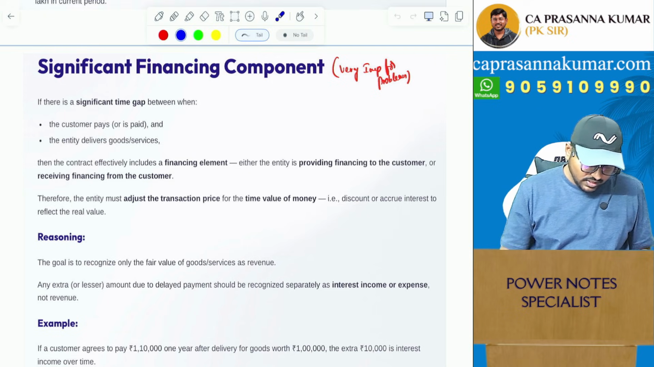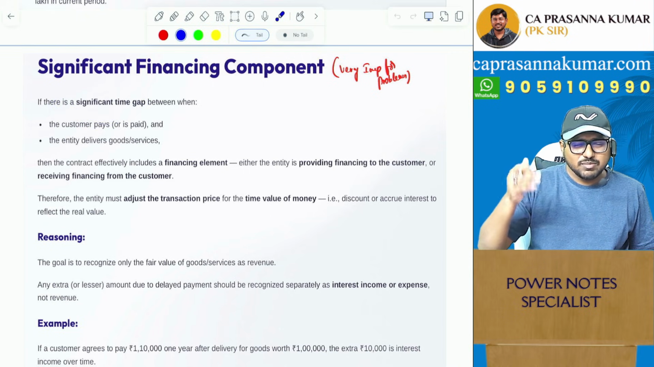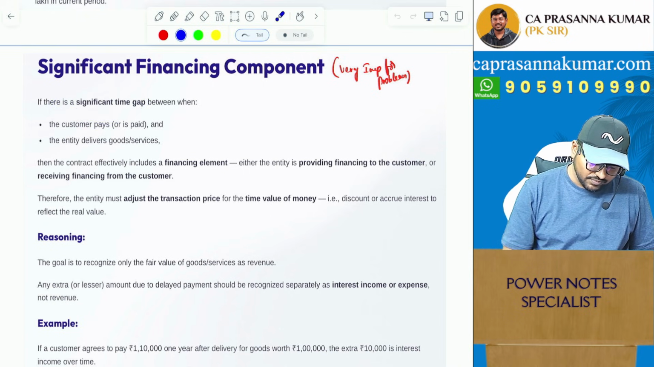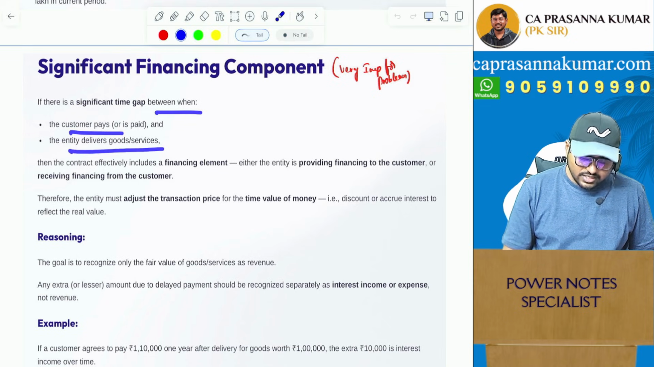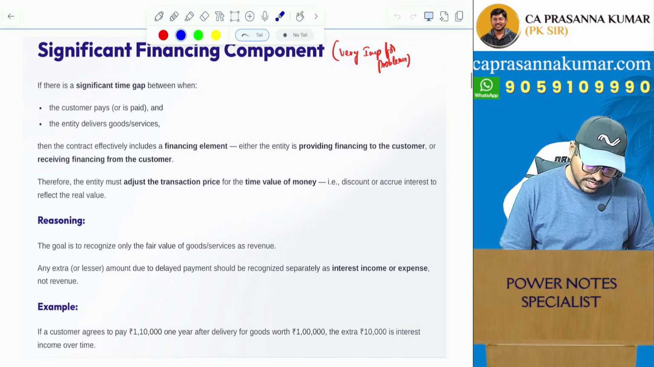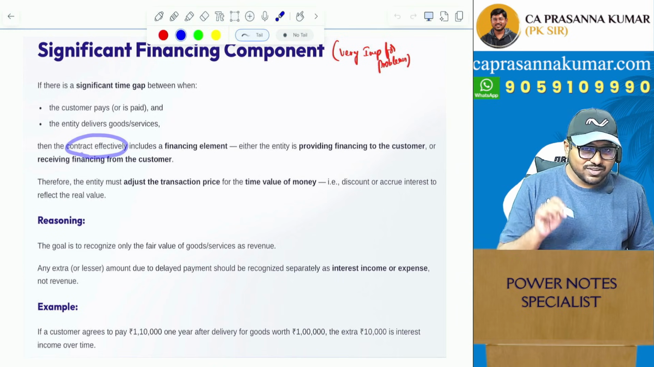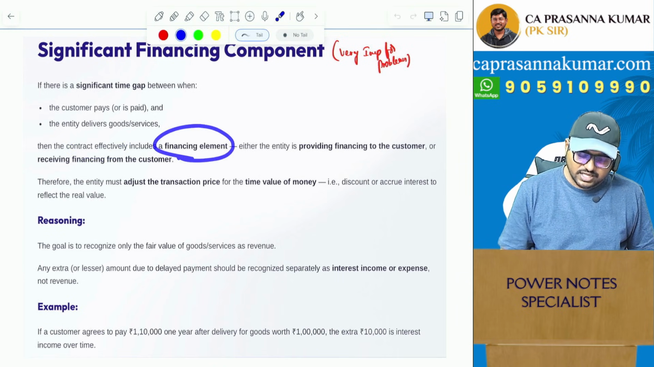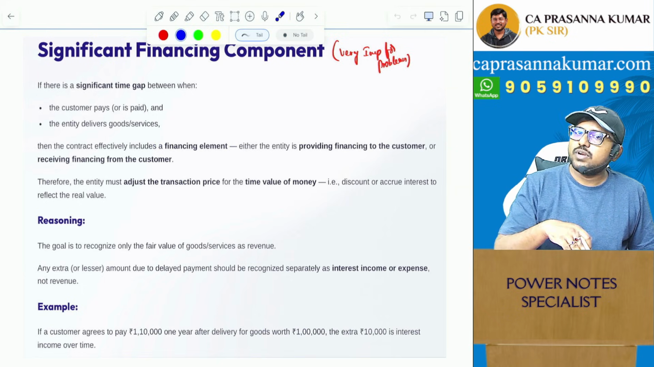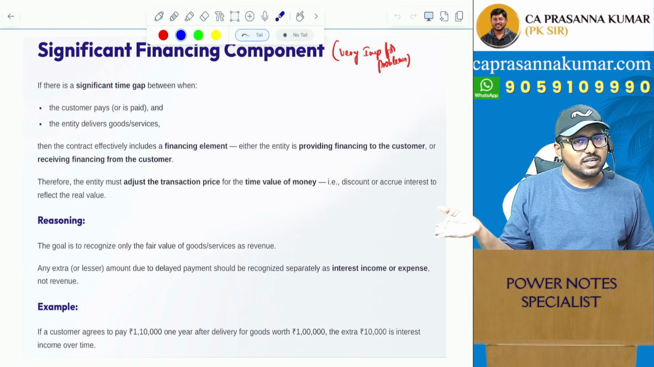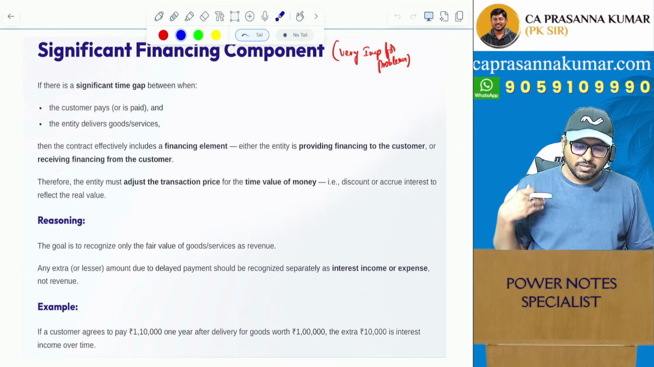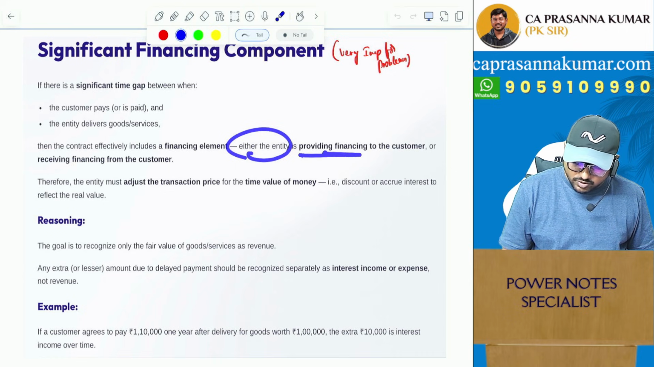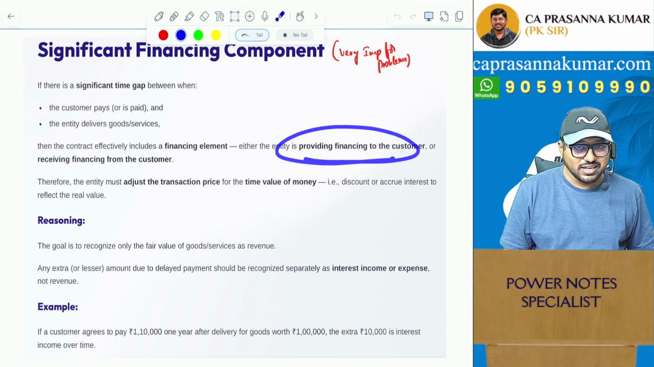Ready? Okay. If there is a significant time gap, that's why I'm talking about 2 years, 3 years and all that, between when the customer pays and the entity delivers goods or services, if there's too much of a time gap, then whatever transaction price you have got in that contract includes a financing element which you need to remove. In one case, you'll treat it as an interest expenditure. In another case, you'll treat it as an interest income. Got it? As the case may be, whether the entity is financing the customer or the customer is financing the entity by paying advance. Either the entity is providing finance to the customer, which means here the customer is paying late. In that case, it will be interest income for the entity.